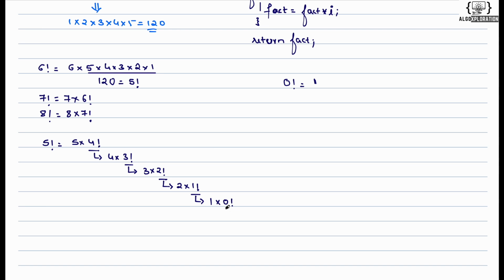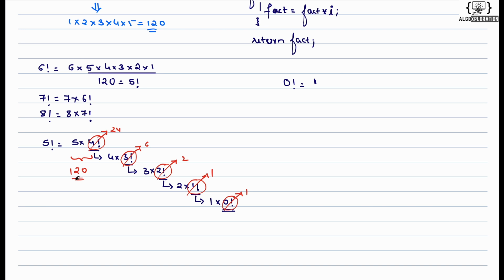Now the value of factorial 0 is simply 1, right? So since the value of factorial 0 is 1, 1 into 1 will be 1. So the value of this will be 1. So 2 into 1 will be 2, so the value of factorial 2 will be 2. So 3 into 2 will be 6, so the value of 3 factorial will be 6. 4 into 6 will be 24. And 5 into 24 will lead to 120.